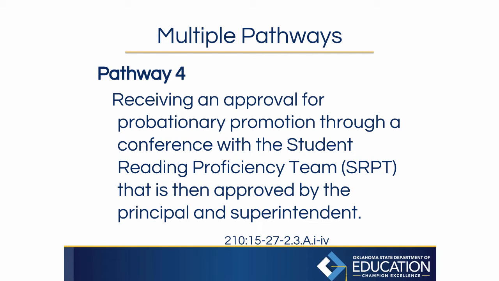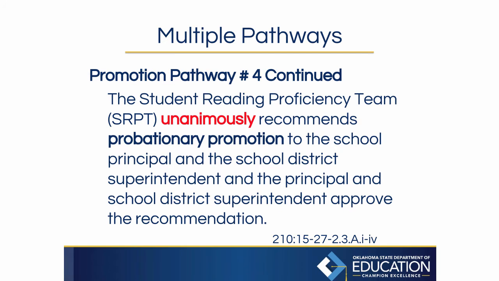Pathway number 4 is receiving an approval for a probationary promotion through a conference with the student reading proficiency team, and that is then approved by the principal and the superintendent. So if you all decide that this student would best be served by moving on despite not meeting the test scores, you can probationary promote. The student reading proficiency team has to unanimously recommend this promotion, and then the principal and superintendent must approve.